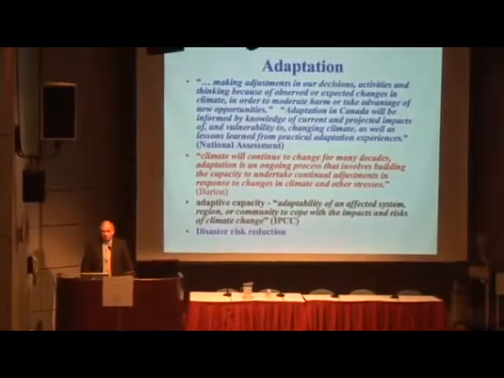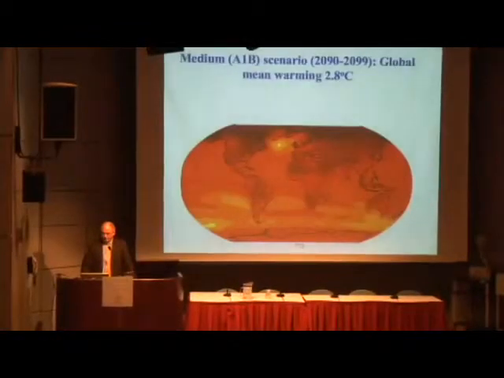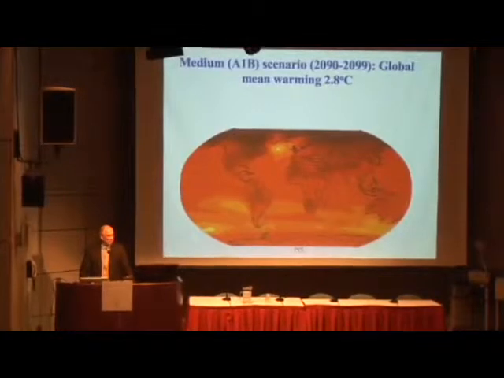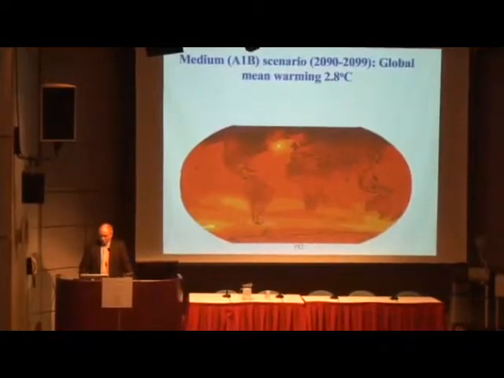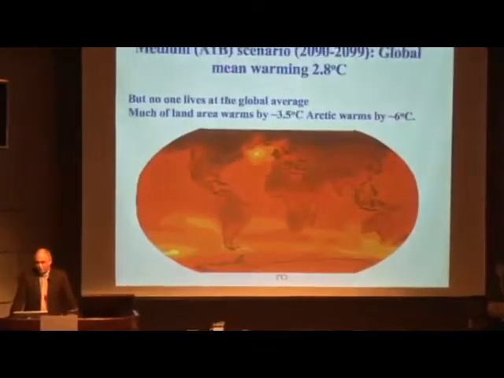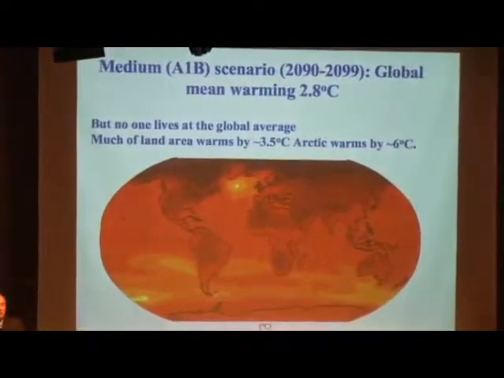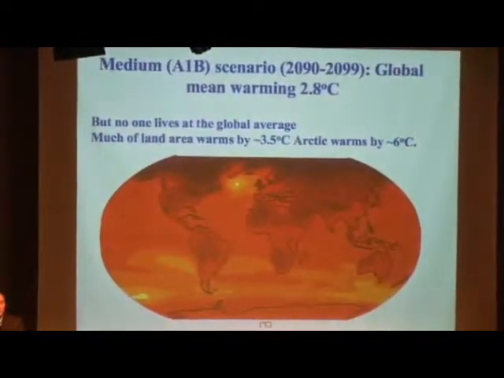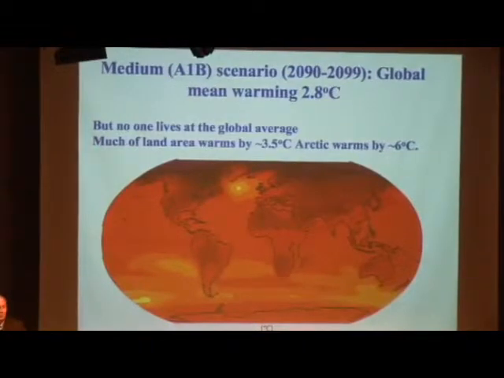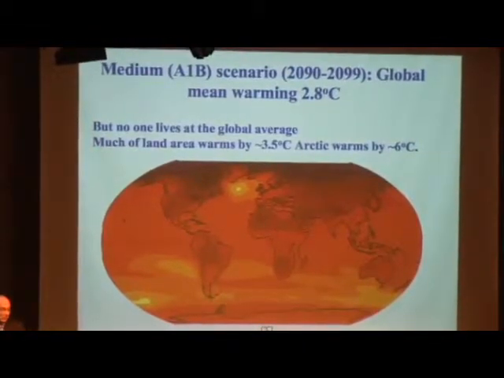And this is all linked to disaster risk reduction. So very quickly, remember, first of all, that no one lives at the global average. When we say that the global temperature is going to warm by 2.8 degrees Celsius, that means that most land areas are going to warm by over 3.5 degrees, and the northern regions of Canada, the Arctic, could be warming as much as 6 degrees Celsius.